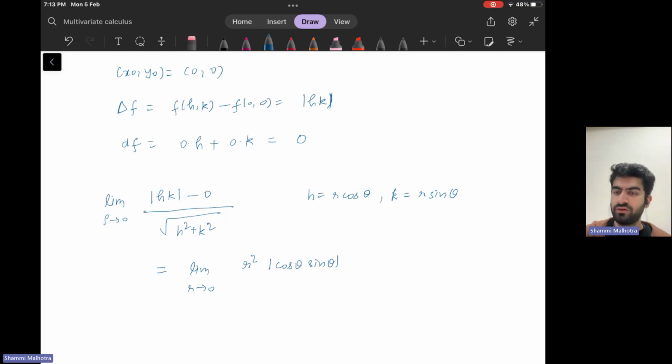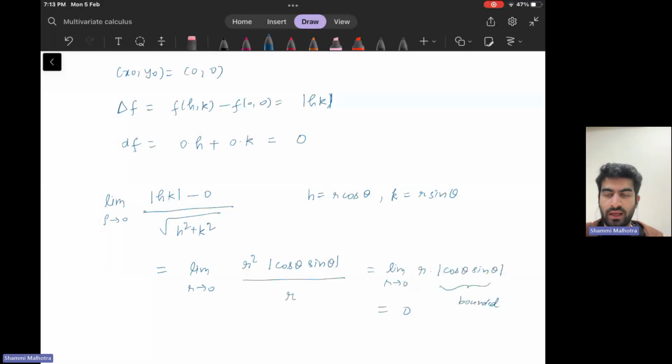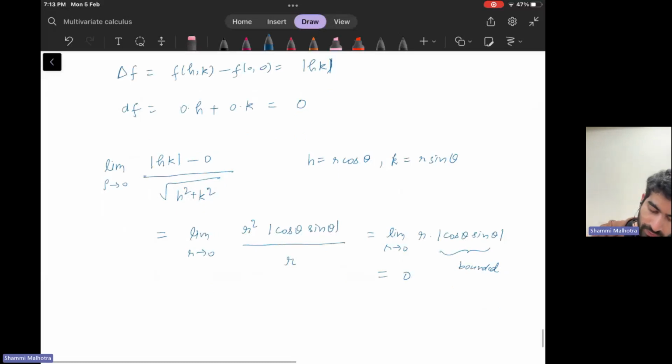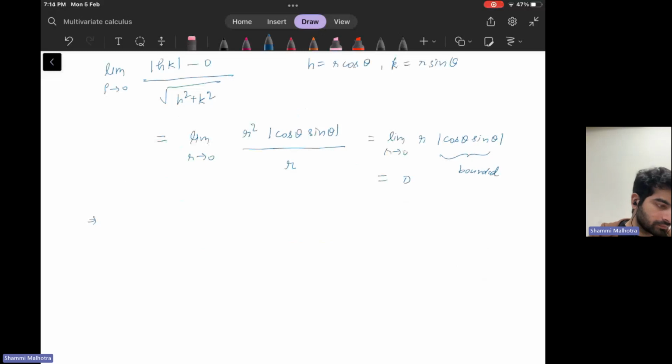So the limit which you calculated turns out to be equal to 0 only, and that's the criteria for differentiability. And since we are able to calculate this limit and it turns out to be equal to 0, the function turns out to be differentiable at (0, 0). So this implies that our function f is differentiable at (0, 0).